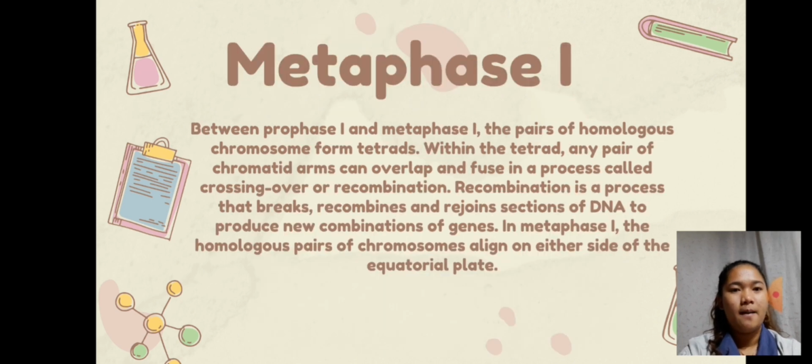Metaphase 1. Between prophase 1 and metaphase 1, the pairs of homologous chromosomes form tetrads, in which any pair of chromatid arms can overlap and fuse in a process called crossing over, or recombination. Recombination is a process that breaks, recombines, and rejoins sections of DNA to produce new combinations of genes. In metaphase 1, the homologous pairs of chromosomes align on either side of the equatorial plate.